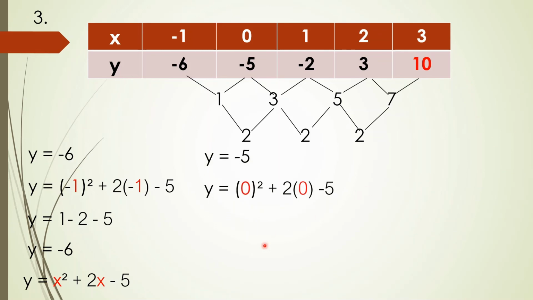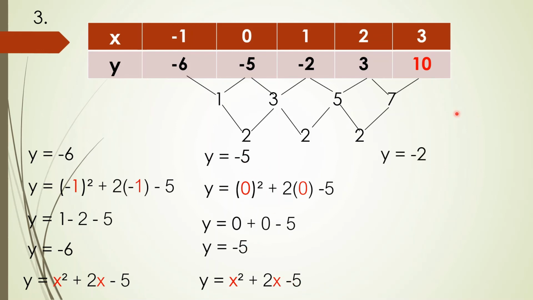Okay, sundan natin to. So, we have 0 times 0 is 0. 2 times 0 is 0. Minus 5 is negative 5. O, diba? Tumama? So, kapag 0 ang x, ang y mo magiging negative 5. So, yung pattern natin ng x squared plus 2x minus 5 is correct for this given. How about the third? Y is equal to negative 2. So, tingnan natin kung tatama yung pattern natin.